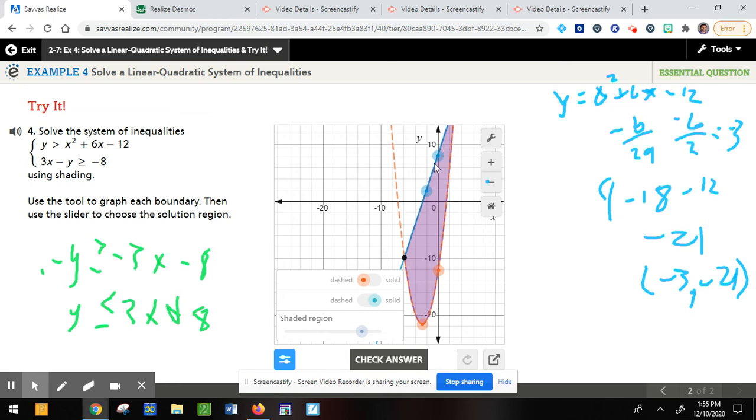I did make the line solid. And then I just chose the shading where it was below the blue and above the orange. All right. So it should be in between. Depending on how you zoomed, you might look a little different. I zoomed, I guess you could zoom out a little further, whatever. But that's what it should look like.